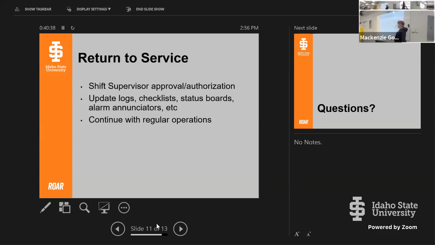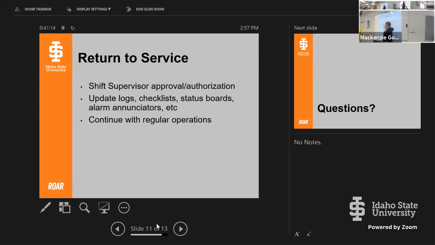Okay. Last step is returning to service. And a lot of this is the CONOPS of our documentation, okay? Your shift supervisor has to approve and authorize that system being returned to service. So if there's a status board in your control room that says the system is out of service, OOS, you can't just change that status without the shift supervisor approving it and authorizing you to do so, okay?